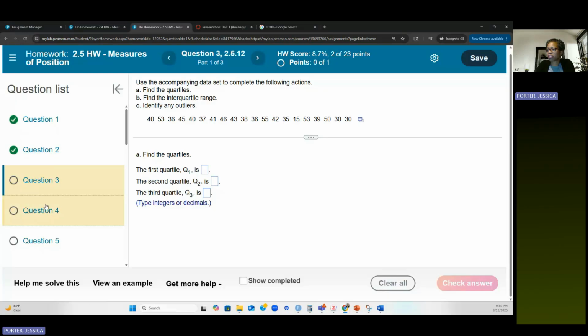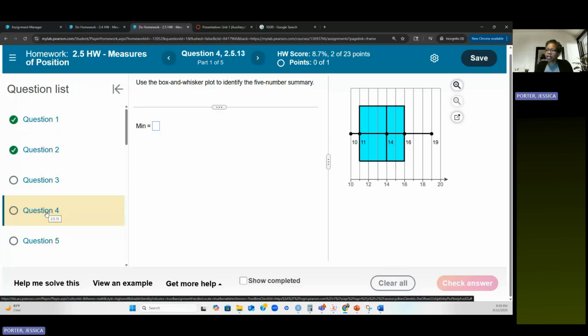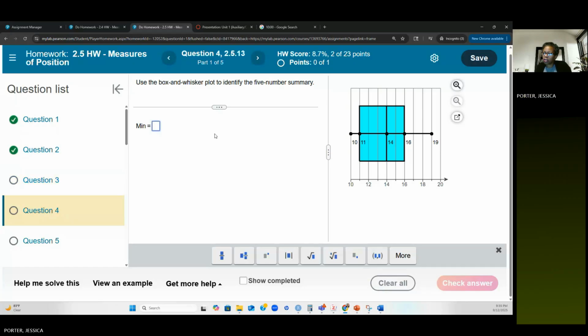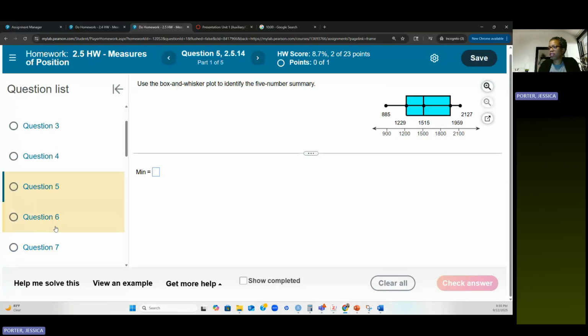And then you do it again for question 4. So here on question 4, they're telling you to identify each piece of this box plot. So remember, we got minimum, quartile 1, quartile 2, or the median, quartile 3, and the maximum. So the quartiles are not too bad. Identify the 5-number summary.